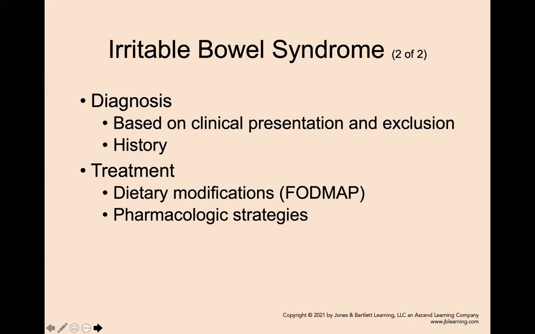Diagnosis is made by clinical presentation and a diagnosis of exclusion. What that means is that we've excluded all the other diseases that it possibly could be, and we're left with irritable bowel syndrome. It's also based on history. There are dietary modifications and pharmacological strategies for treatment.